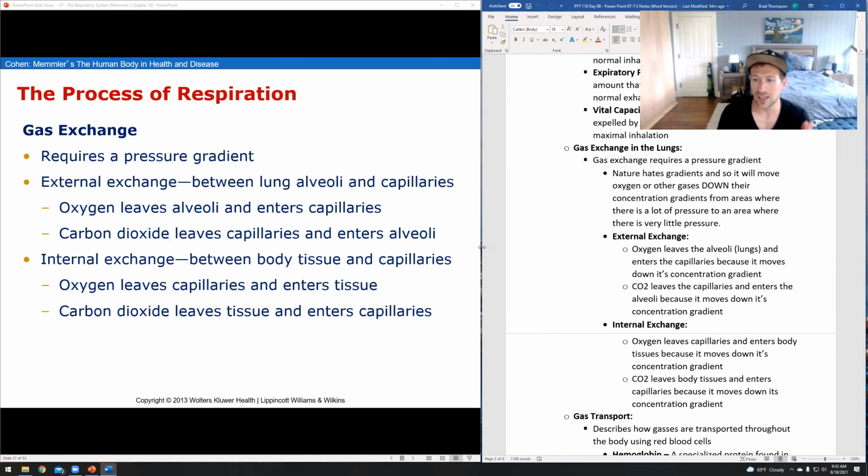All right, so let's go ahead and take a look at this gradient. We've kind of already talked about it, but let's talk about this exchange gradient here. Gas exchange requires a pressure gradient, in the same way that fluid exchange would require a pressure gradient. So how do we create that pressure gradient? Remember, if you want to understand this universe that we live in, this wonderful world, two primary rules: function follows form, and nature hates a gradient.